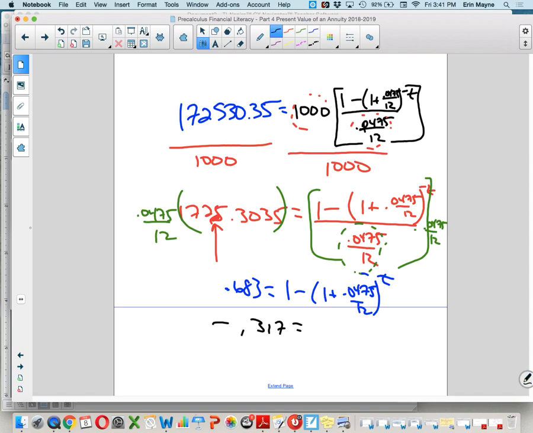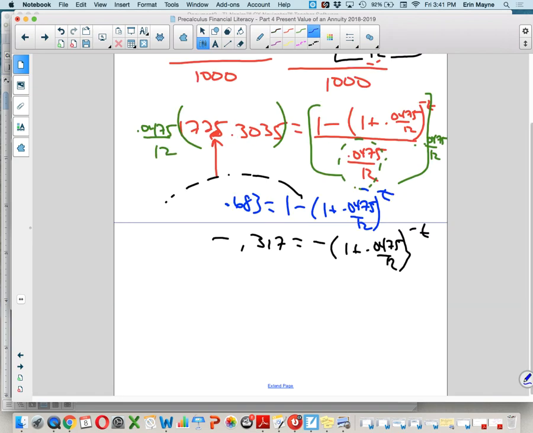But what is key here, and a little bit trickier than the future value problem, is that there is a negative outside here. So before I ever take the logs, I need to make sure I divide both sides by a negative 1. I then have 0.317 equals 1 plus 0.0475 over 12, all to the negative t, because both this negative and that negative have canceled.